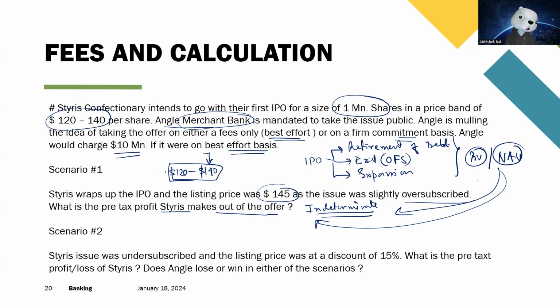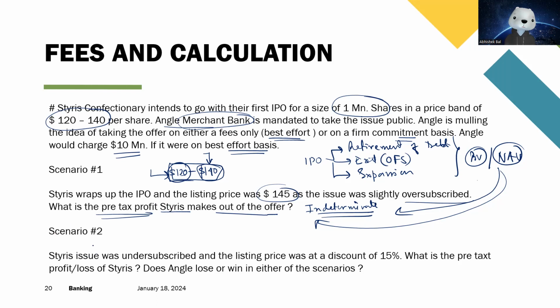Mostly if the issues are undersubscribed, the issue might be sold at the lower end of the price bracket. Here, since they have said that the issue is slightly oversubscribed, in all fairness it is correct to assume that the issue was subscribed at the higher end of the price bracket, that is $140. But still, since we do not know the book value and we do not know for what purpose this IPO was floated, we cannot say, and it is absolutely an incorrect statement to make, that Stylus is going to make some pre-tax profit out of this. There is no pre-tax profit out of this whole thing.